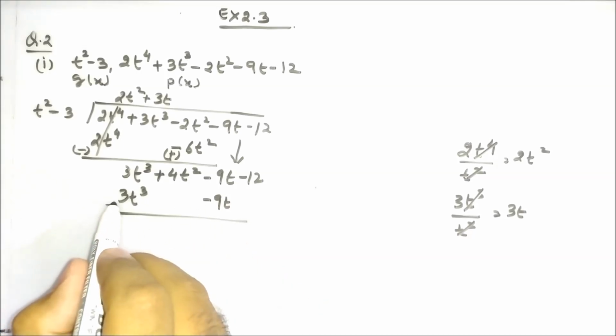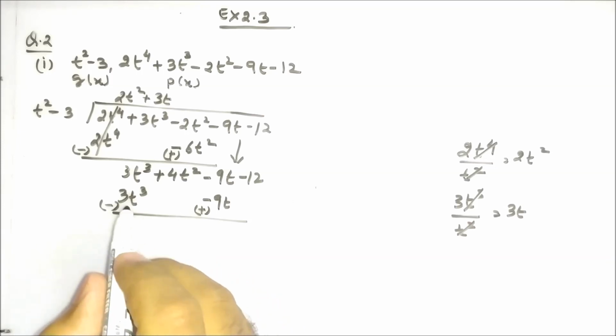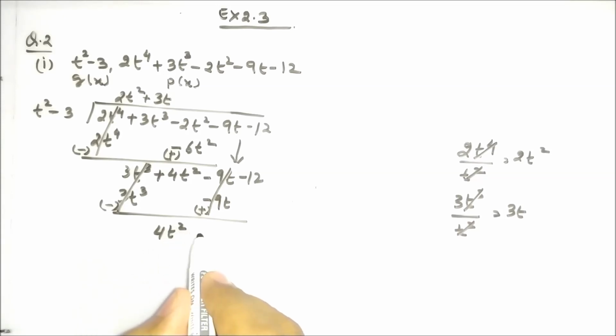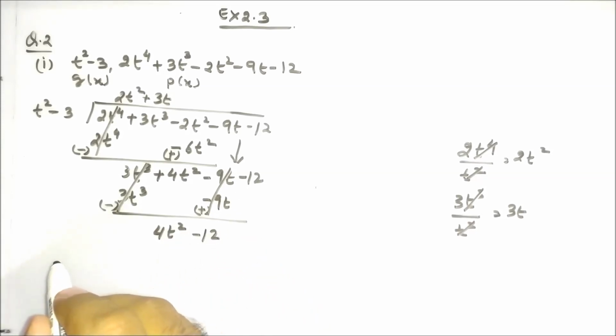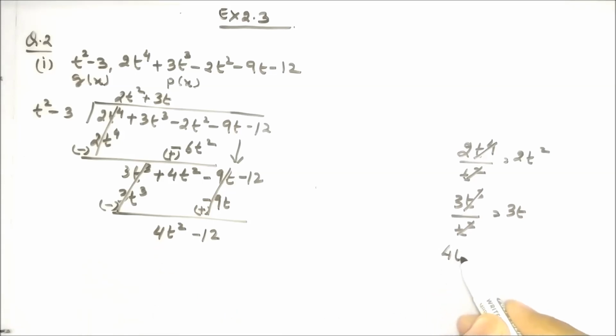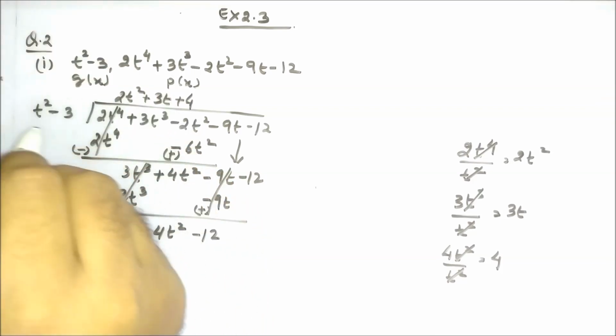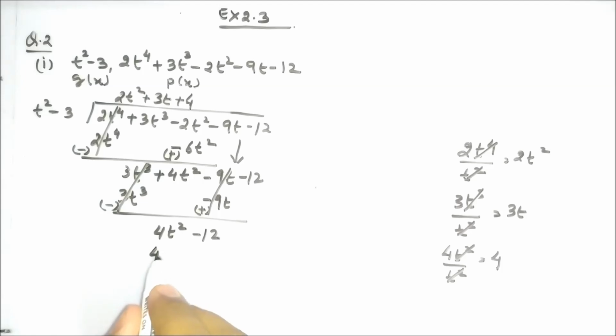Again when you subtract, this will change the sign here. It will be like this. This will get cancelled. This will also get cancelled, and you will get here 4t square, and here minus 12 will come down. Now again first term is what? 4t square, and here first term is t square. Again when you divide this, you will get 4. This 4 will come in quotient here, plus 4, and plus 4 multiply this complete expression. 4 into t square will give you 4t square, and 4 into minus 3 will give you minus 12. Again when you subtract, this sign will change like this, and this will cancel out, this will cancel out. We'll get the remainder as 0.